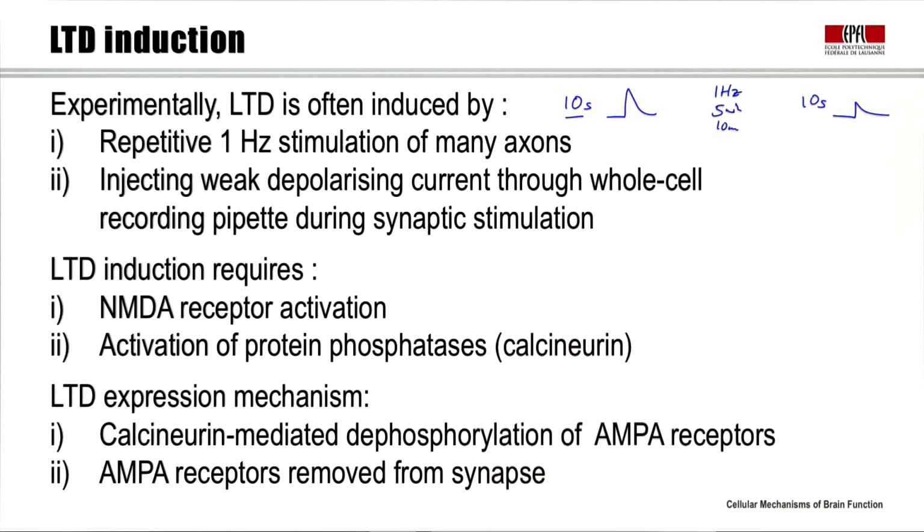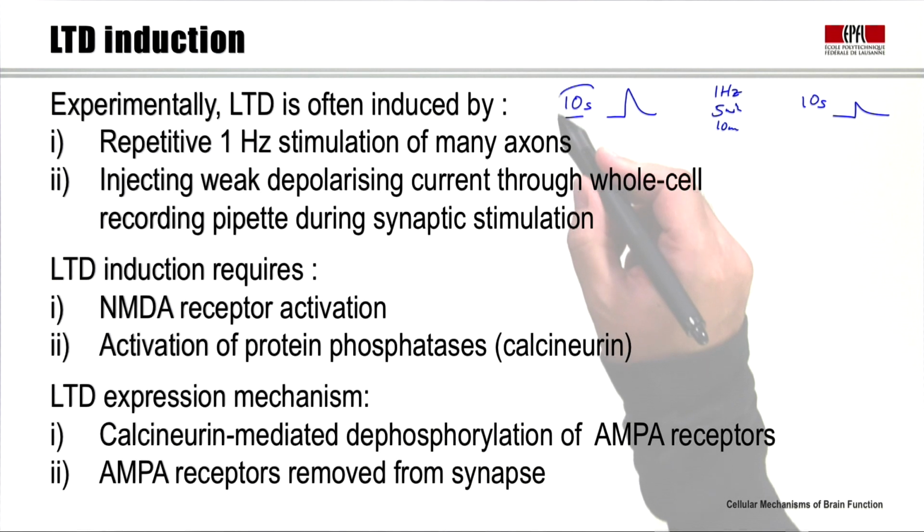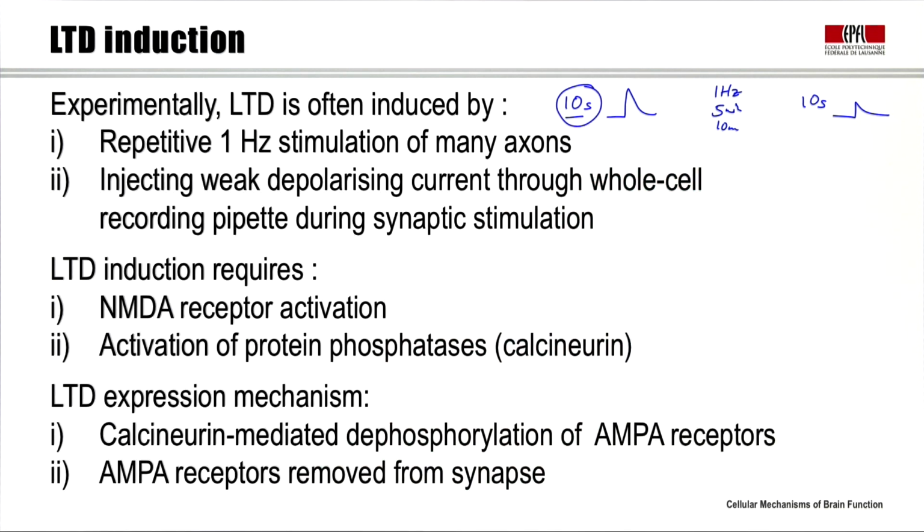So that's one way in which we can induce long-term depression, is through 1 Hertz stimulation of many axons simultaneously. Another way of doing it is without changing the interstimulus interval of the presynaptic axons, but again just making postsynaptic manipulations where one can inject a weak depolarizing current through the whole cell recording pipette.